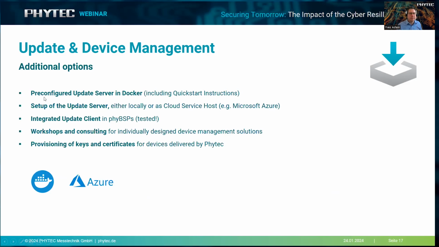So this is what we offer. We offer a pre-configured update server in a Docker image, and you can install it wherever you like. We can set up and update the server for you if you like, but in general, you have to host it by yourself. The integrated update client is in our BSP and always tested, so you will always be guaranteed to have Rauk installed and tested. We can do, of course, workshops and consulting, and we can also do provisioning of the keys and certificates that are required already onto our product prior to delivery to you.